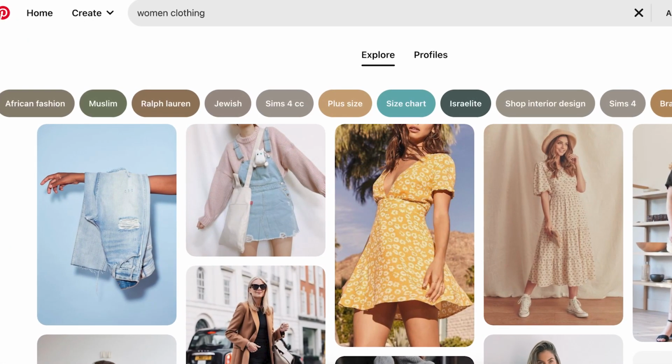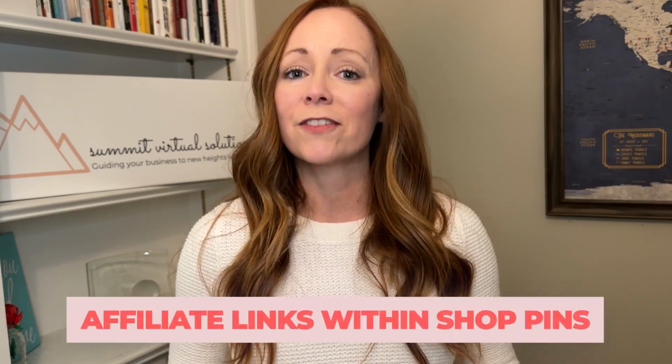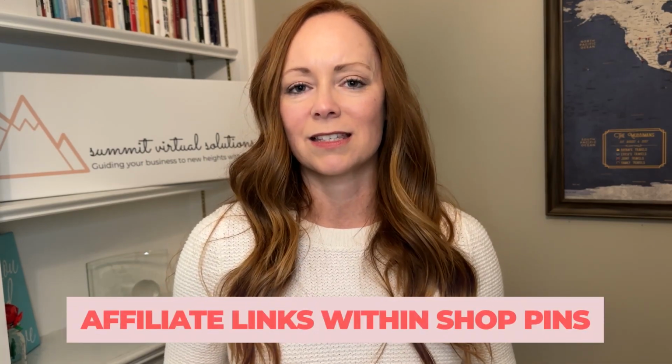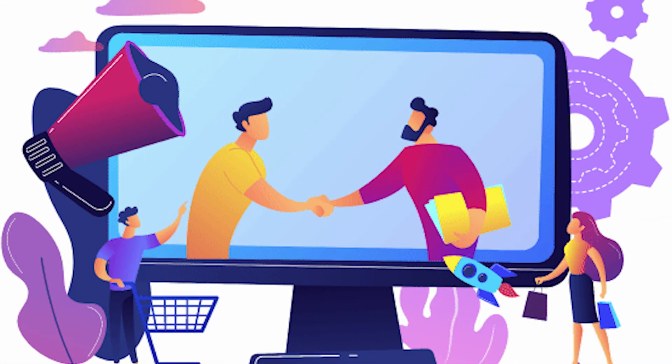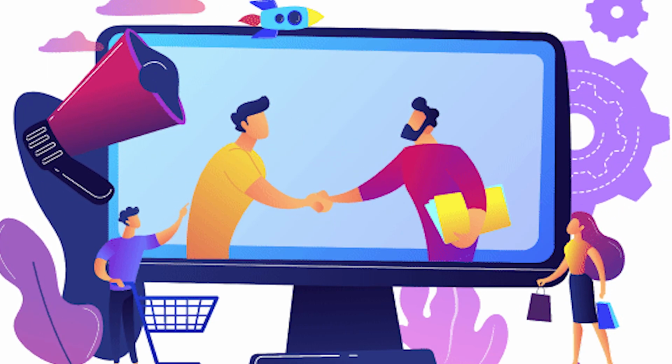So for example, if you sell women's clothing, you may have an image of a model wearing several different products of yours. Now, in a shop pin, you can actually tag each one of those products that are within that image. And bonus here for all of you affiliate marketers, you can now actually tag affiliate links within shop pins. Now, not all affiliate links work. You will have to test each one of them to see if they are going to make it past the Pinterest barrier, so to speak. Be sure to test that out. But if you are an affiliate marketer, this is a great way to add affiliate income into your business.